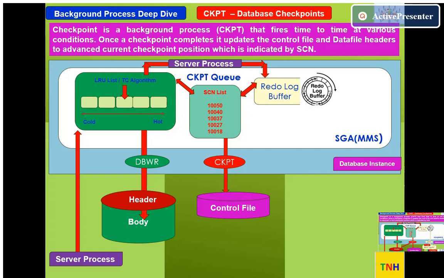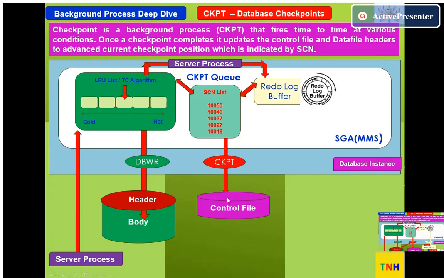Not only the least recently used. All modified buffers will get flushed. We can't say entire because there are select queries as well. But all modified blocks will get cleared if it is a full checkpoint. We are asking the DB writer to write to the body of the data file.